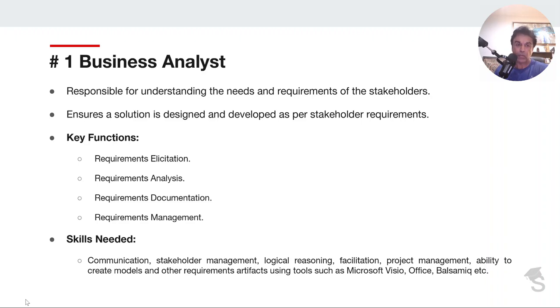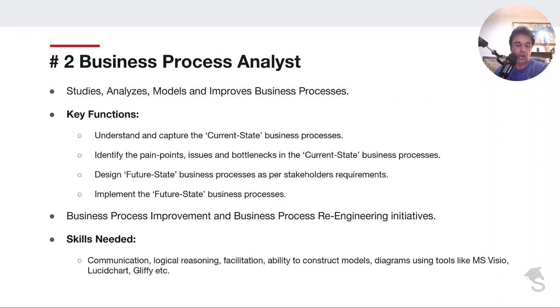Now we'll go to the second one, which is business process analyst. Now, this role is more about process. A business process analyst is responsible for making the processes efficient and effective. That will help organizations reduce cost, improve productivity, and increase sales and profit. Basically, all the good stuff that organizations are looking for. In short, a business process analyst examines, analyzes, and captures the processes, and helps in improving and optimizing them.